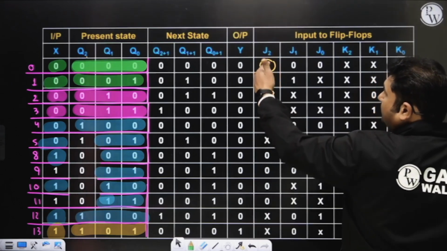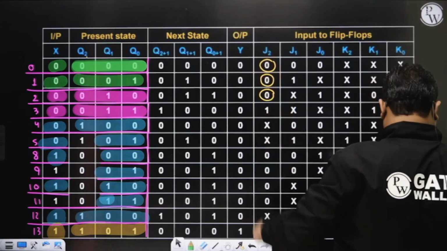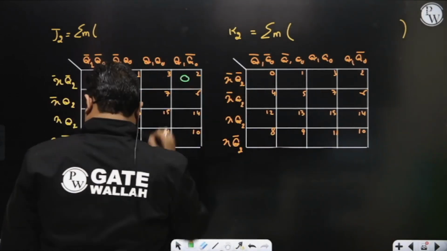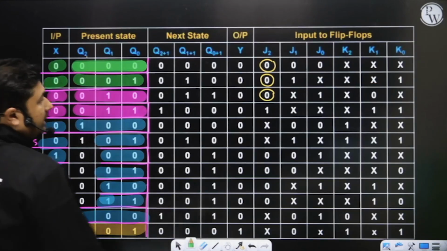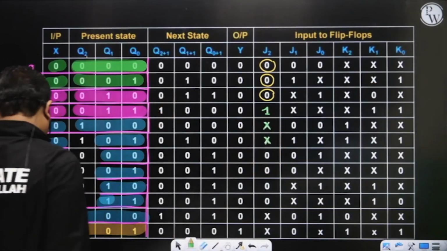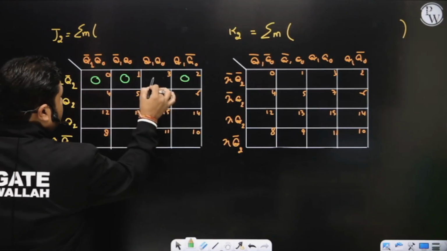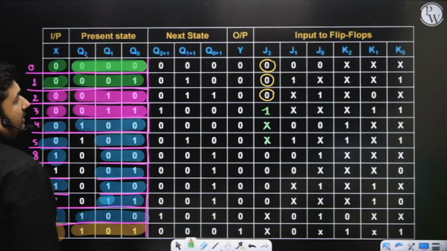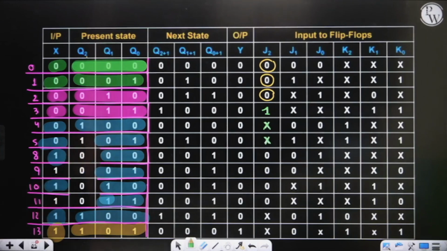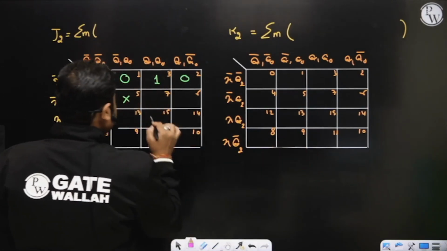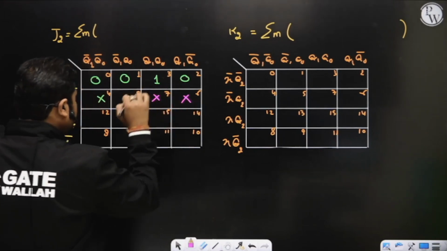About J2: 0, 1, 2 are filled by 0. Then 3, 4, 5 are don't care. Then 6 and 7 are missing, so they are also treated as don't care.